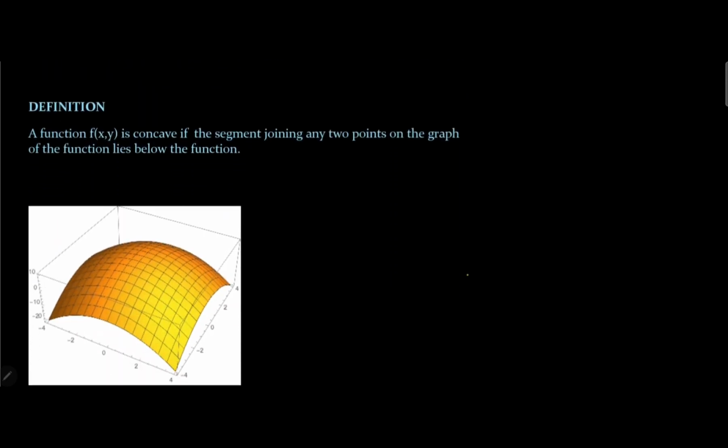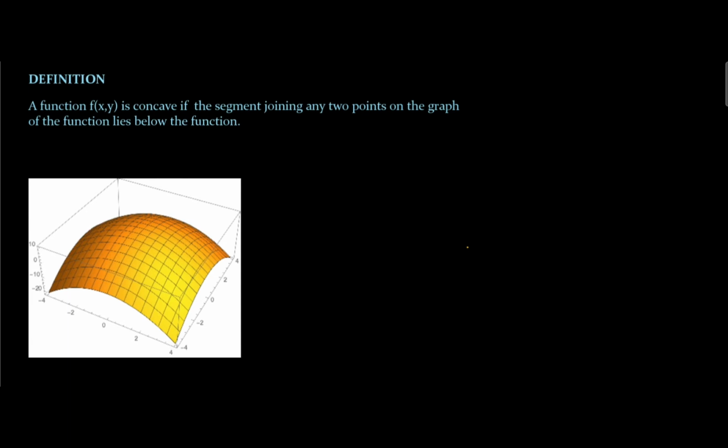And for multiple variables, it's the same type of shape. Now if we join two particular points on the graph, then they are below the graph of the function. So this should be like this, because it's under, so we're not supposed to see it. They are below the function. Okay.